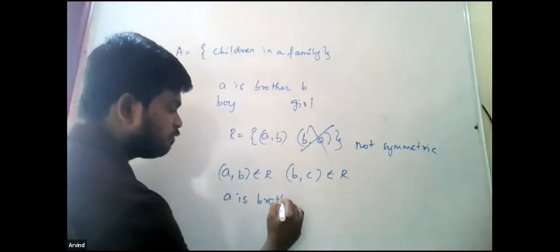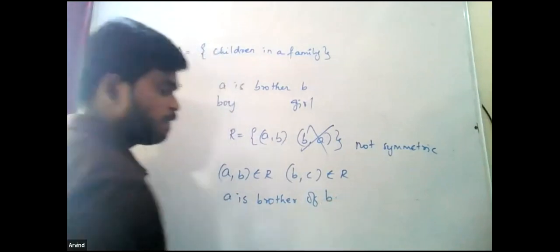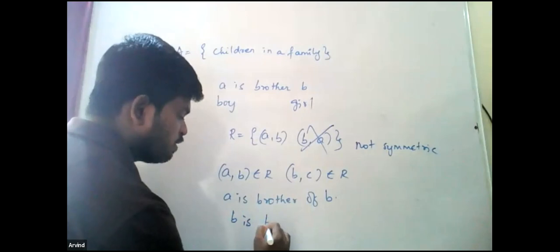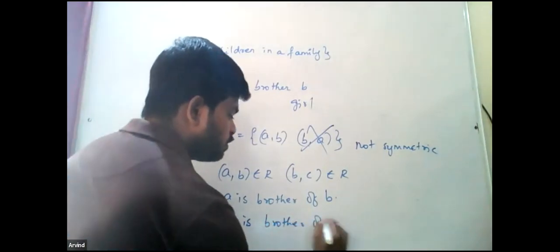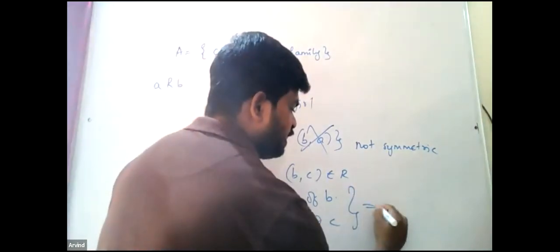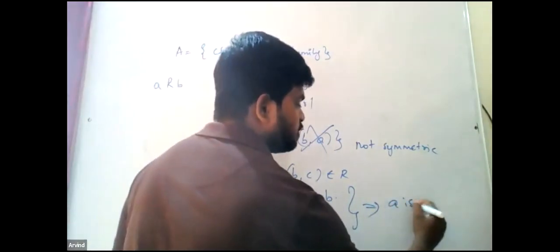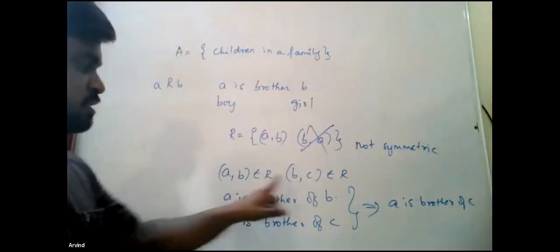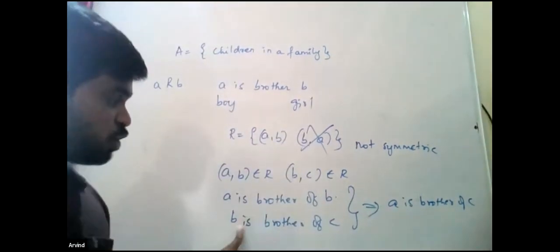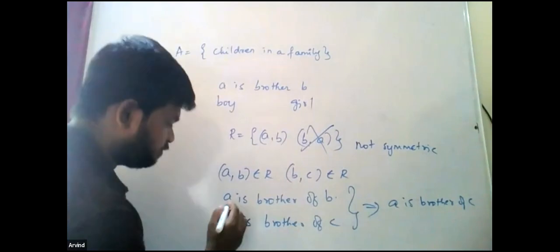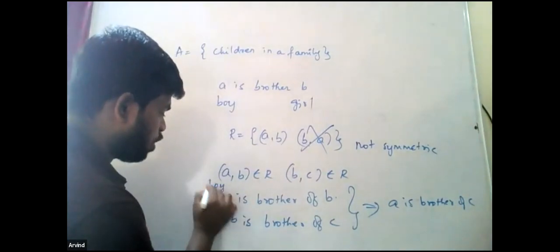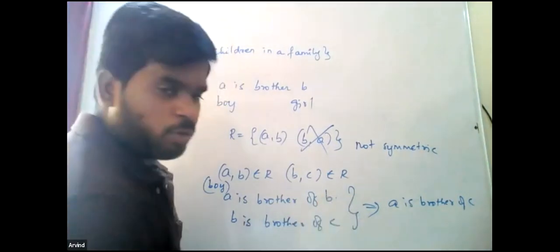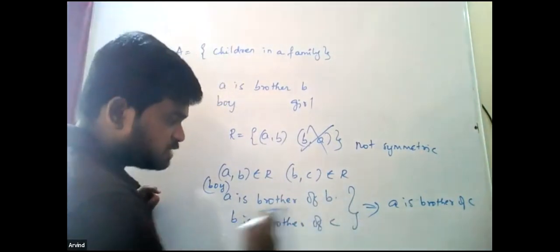A is brother of B and B, C is in R means B is brother of C. Definitely A is brother of C. Yes, it is transitive. A is brother of B and B is also brother of C. Then this should be a boy itself. A is brother means this is a boy, we know. A is brother of B. Okay, A could be a boy or a girl. But the next condition is B is brother of C.